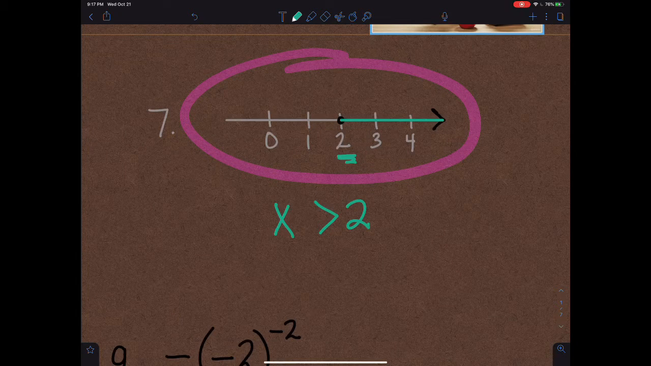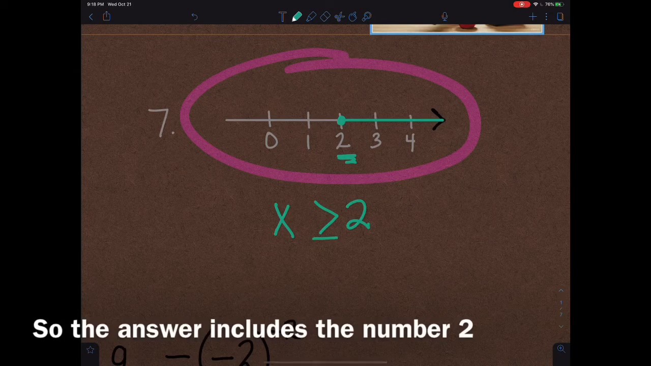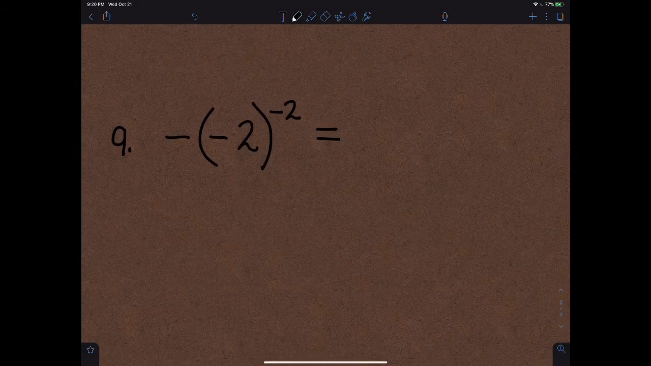But I do want you to notice, this is important. Is it an open circle or a closed circle? And in this situation, it's a closed circle. So you must put an equal sign underneath that, or else you don't get it correct. So that's all you did wrong on that one.